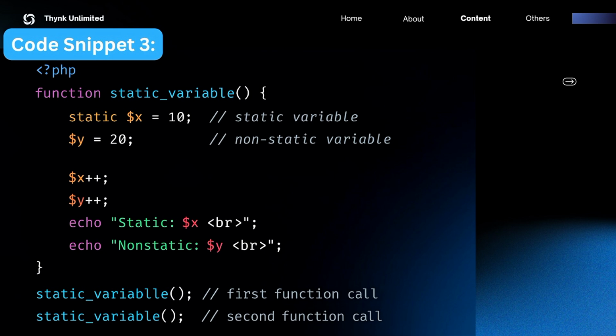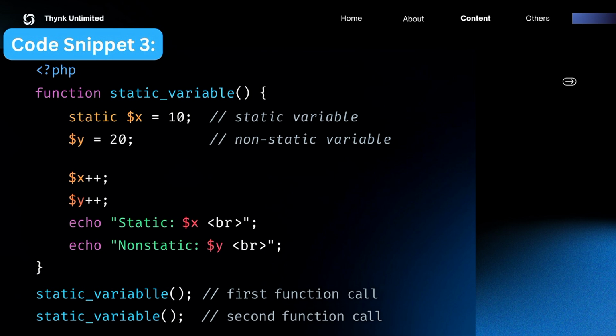Now look at the increments. On each call, the code does $x++ and $y++. First call, $x starts at 10 and becomes 11. $y starts at 20 and becomes 21. The echoes print static 11 and non-static 21. Second call, $x remembers the previous value 11, then increments to 12. $y is reinitialized to 20 and increments to 21 again. The echoes print static 12 and non-static 21.